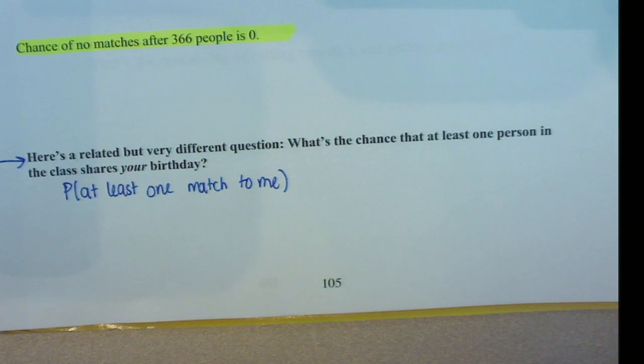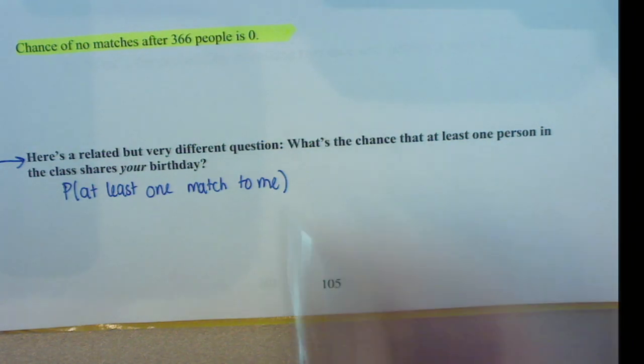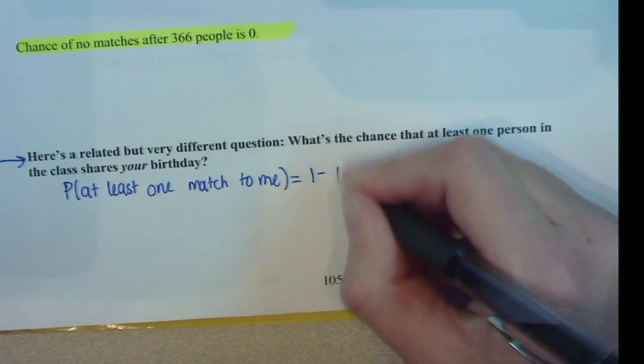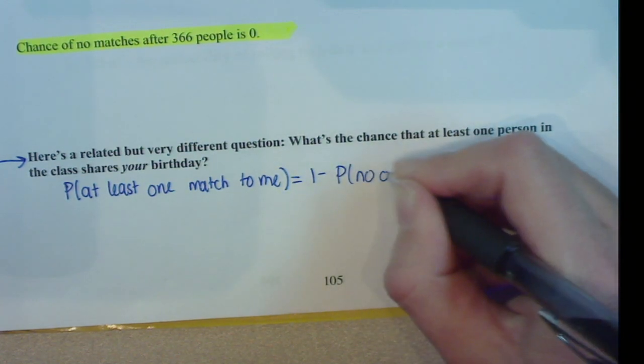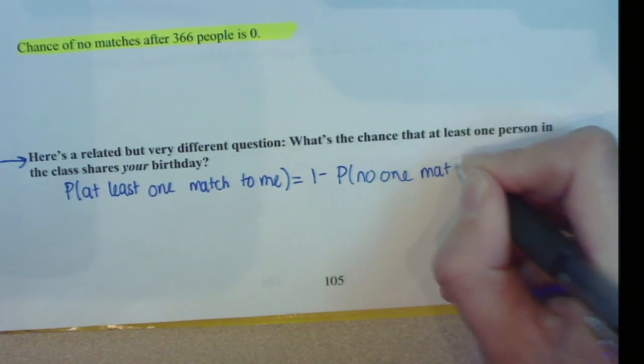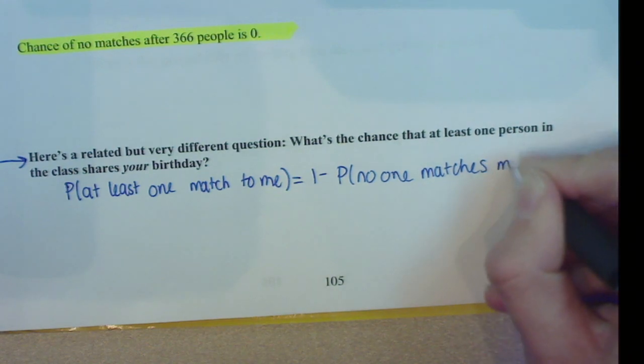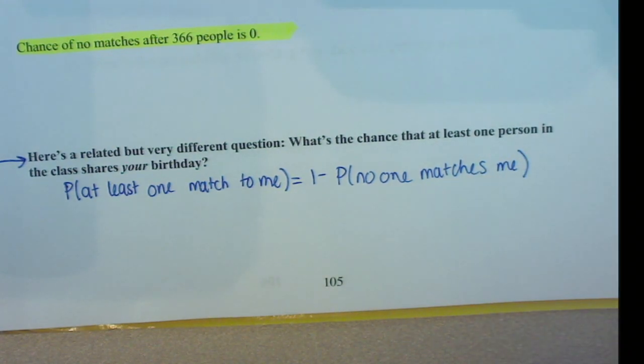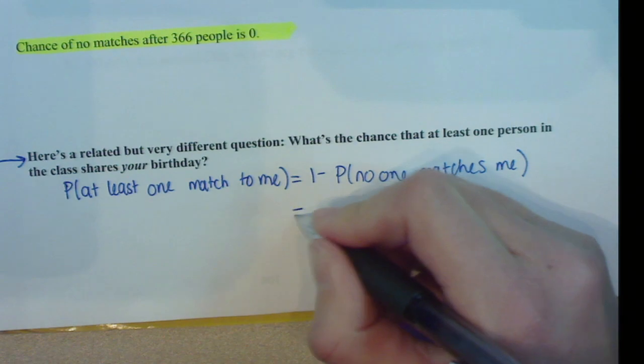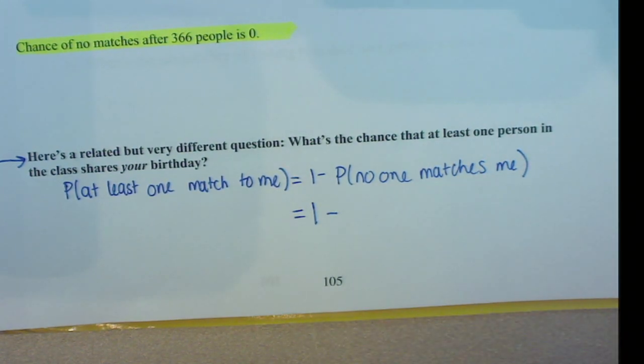You can think about your own birthday. I want to know, what's the chance there's at least one person that matches me? Again, that's 1 minus the probability that no one matches me. I don't care if they match each other, they just can't match me. So let's see, the chance that no one matches me. My birthday's October 10th. We already said the chance that the first person doesn't match me is pretty high.